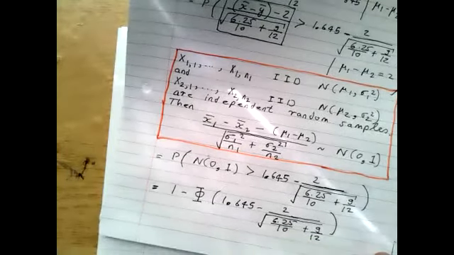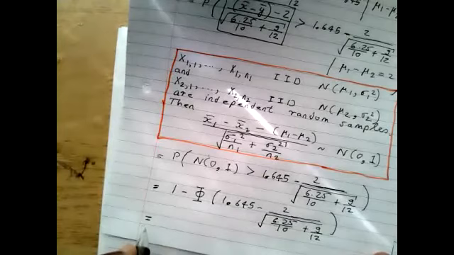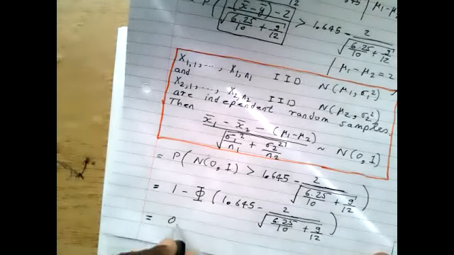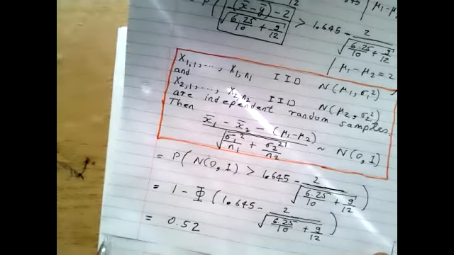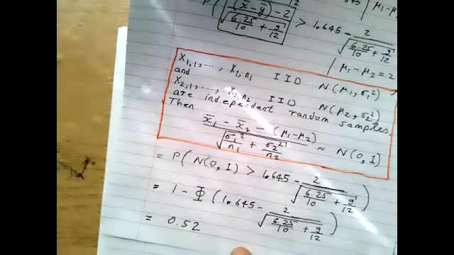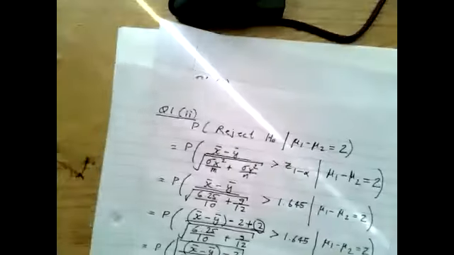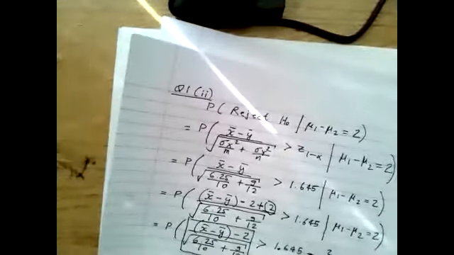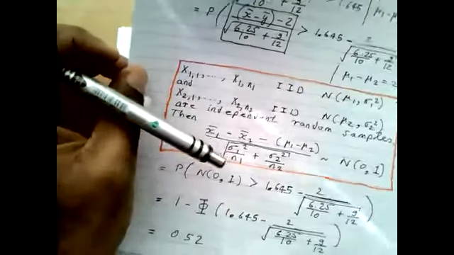And if you read this off the table for the normal distribution, this will get to be 0.52. So this is the probability of rejecting the null hypothesis when the difference in the population means is 2.